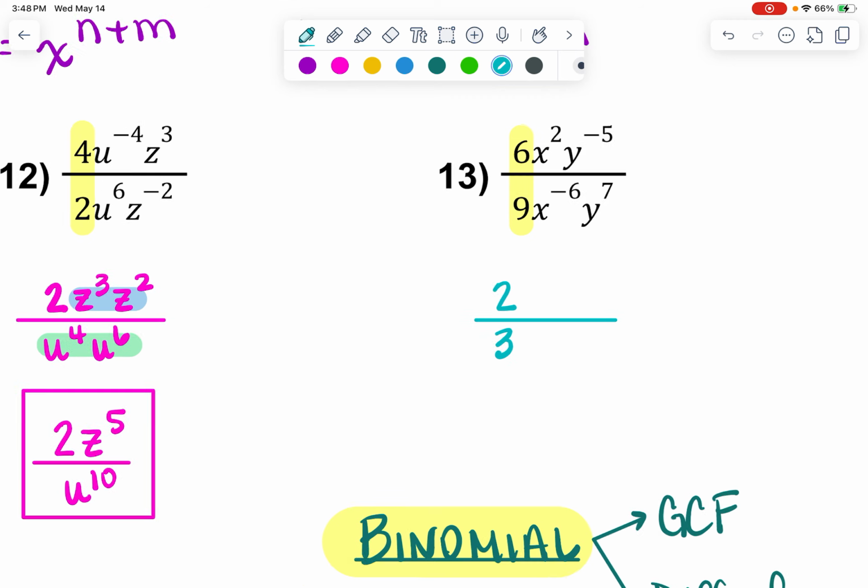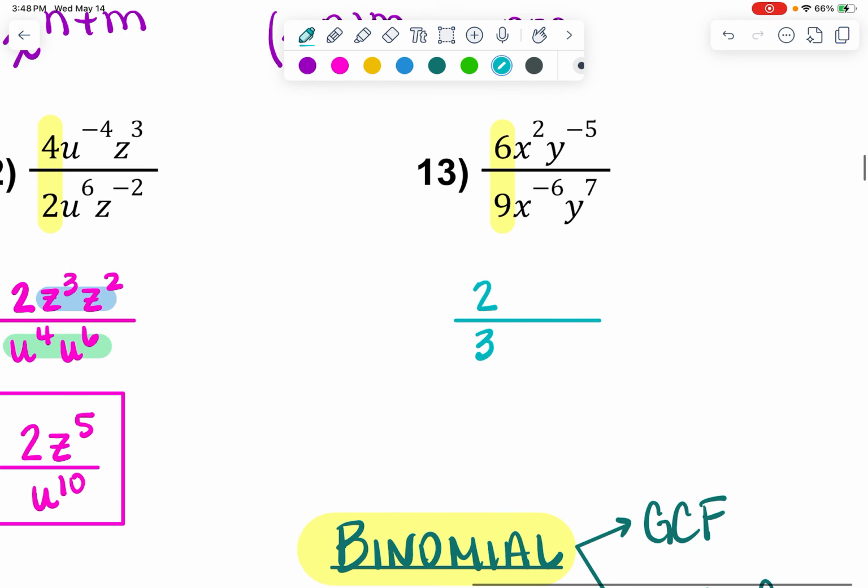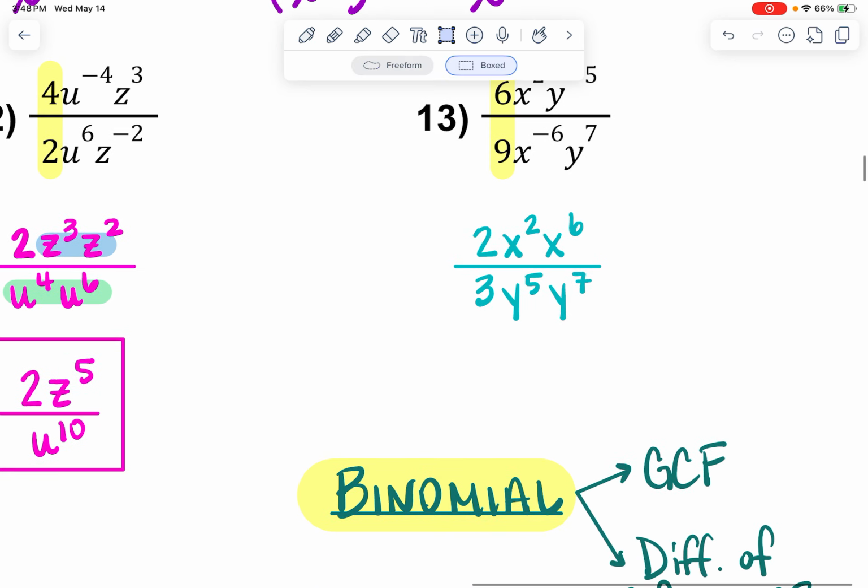And then I'm going to do the exact same thing I just did a few minutes ago. I'm going to write all of my variables and move the ones that are unhappy. So that x squared, he's great where he is. The y to the -5th, he doesn't like it there, so I'm going to move him to the denominator. Then in my denominator, that x to the -6 is not happy there, so I'm going to bring him to the top. But my y to the 7th is perfectly happy in the denominator.